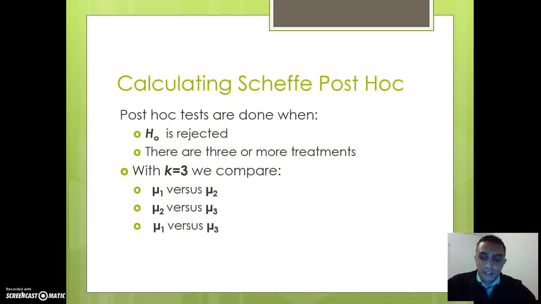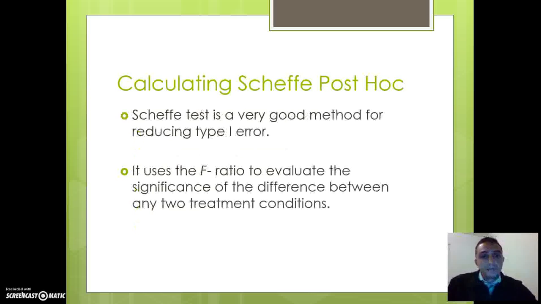This is all hypothesis. So the Scheffe test is a very good method for reducing type 1 error. And to know what type 1 error is, you need to go back to lecture 1. It uses the F ratio to evaluate the significance of the difference between any 2 treatment conditions. We will see that now.